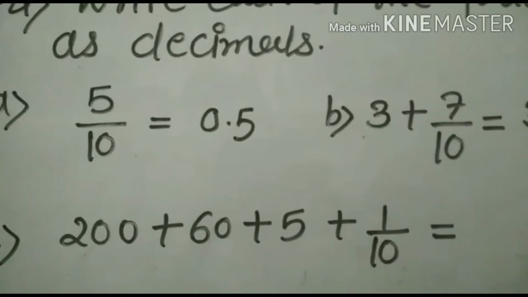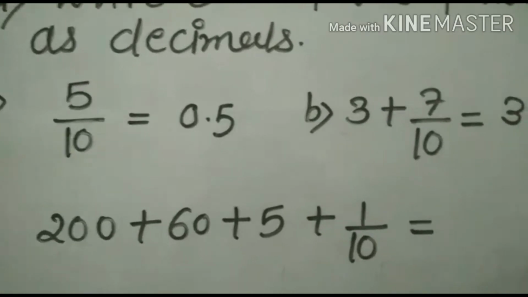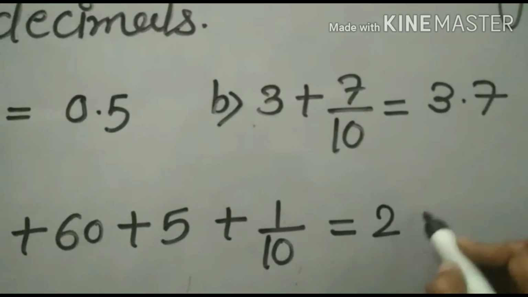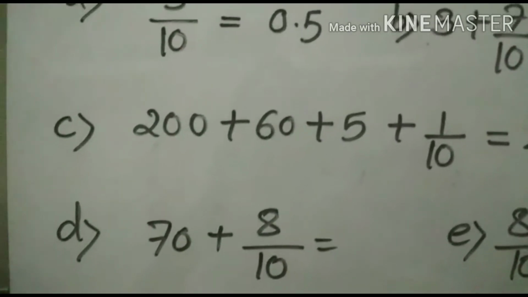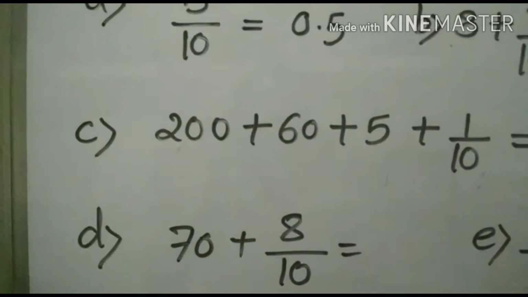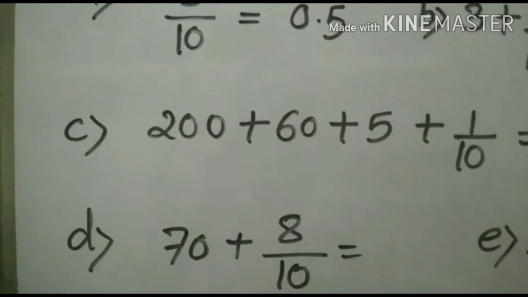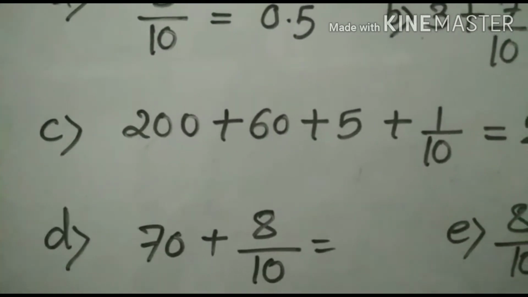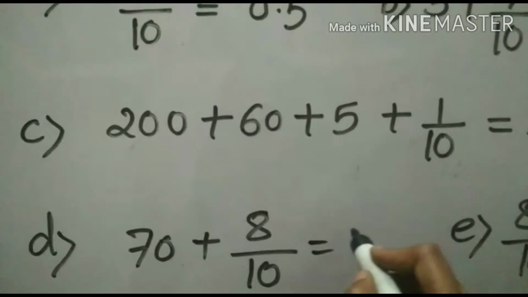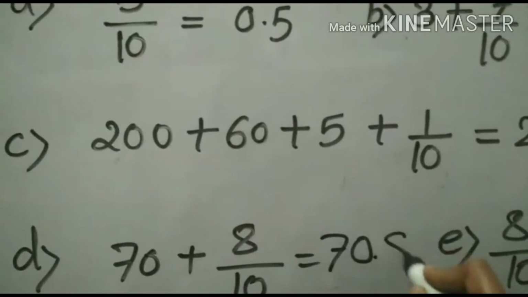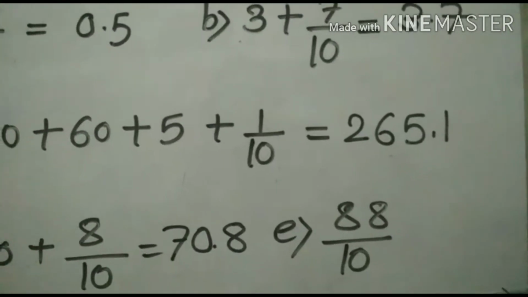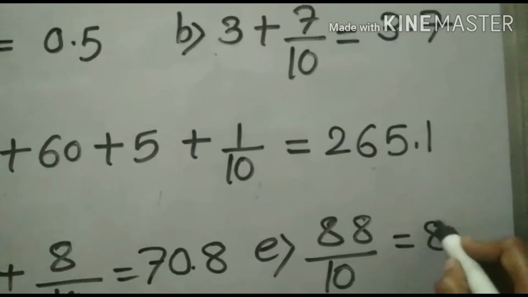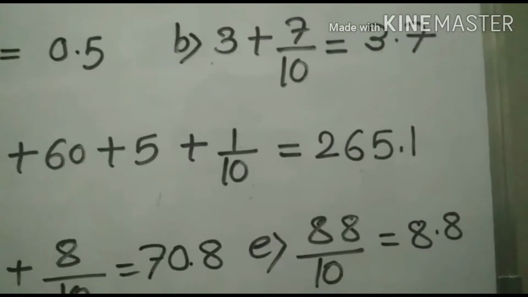1 by 10 we can write as 0.1 in decimal, right? Hence the decimal number will be 265.1. Now 70 plus 8 by 10. 8 by 10 we can write as 0.8 in decimal. And 70 plus 0.8 is nothing but 70.8. 88 divided by 10 we can write as 8.8 in decimal form.